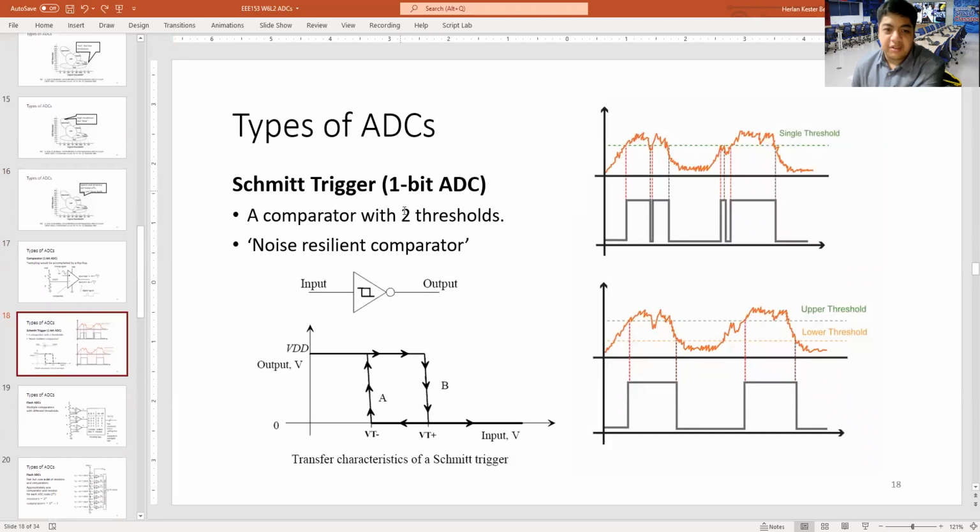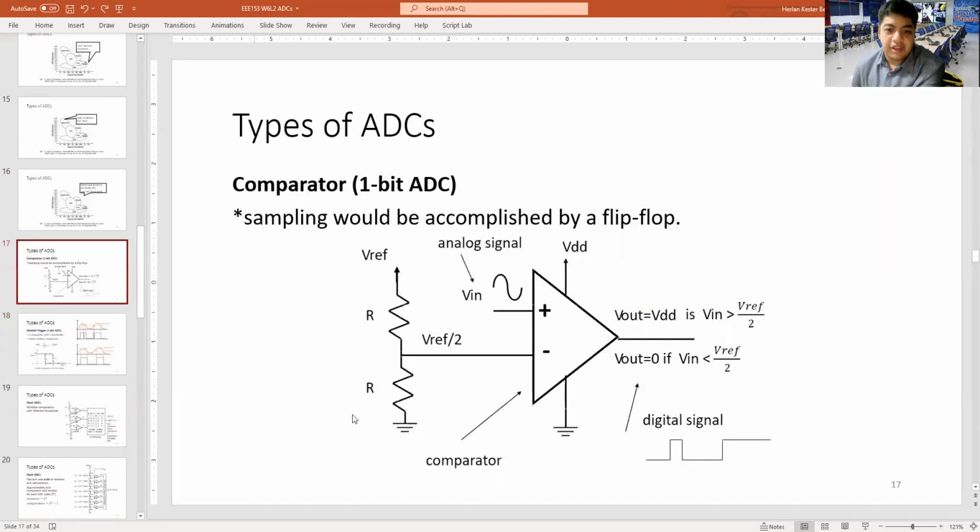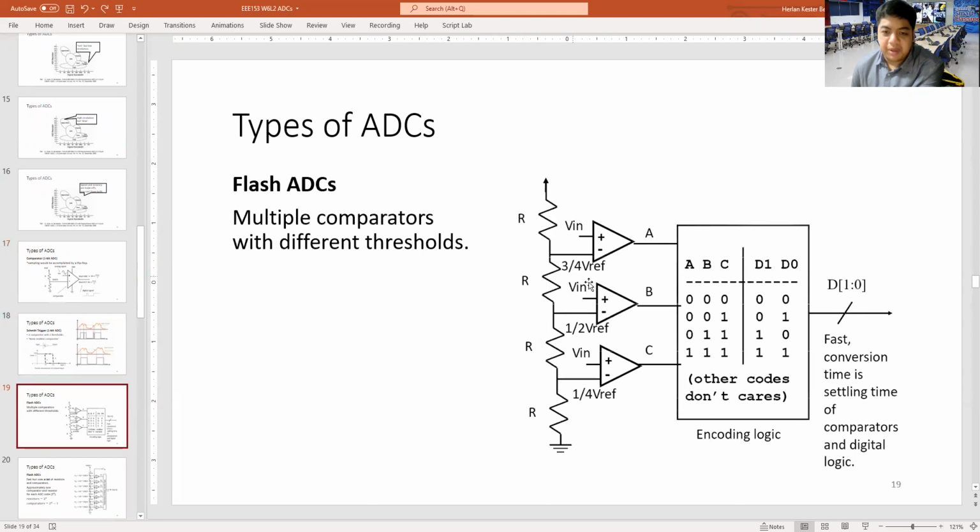Then, to extend our 1-bit regular comparator, which compares against only one reference, we can extend it to multiple comparators with multiple different references. Of course, you can also make these Schmitt triggers, but it becomes too difficult to design because the trip points need to be at certain levels, etc. So basically, flash ADCs have many comparators with different reference voltages.